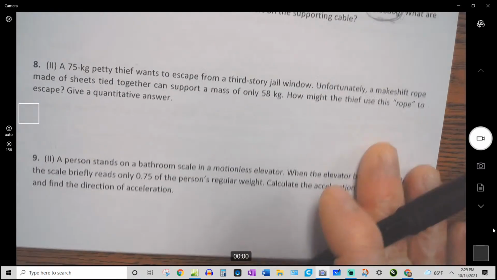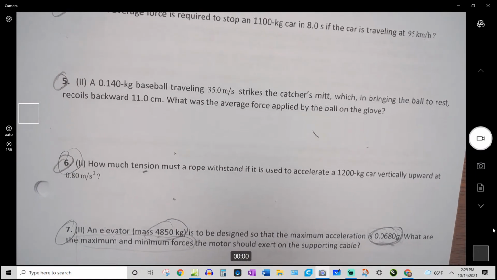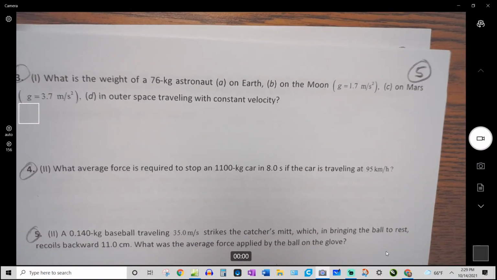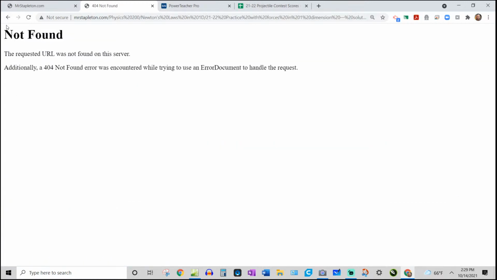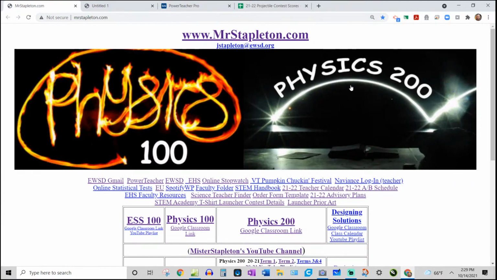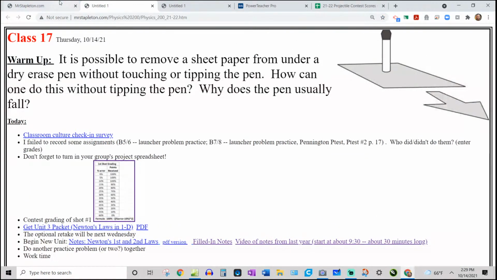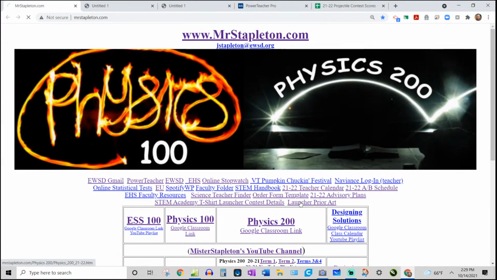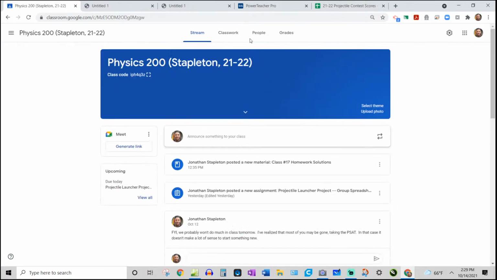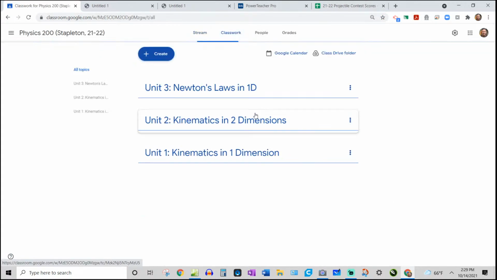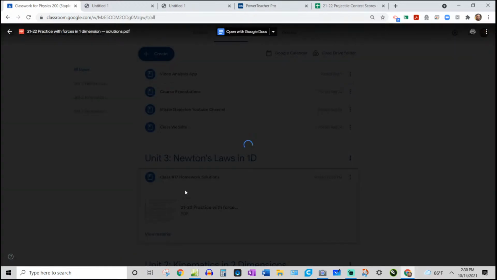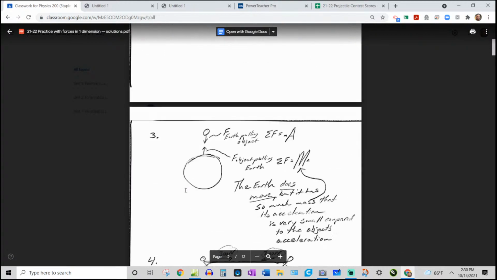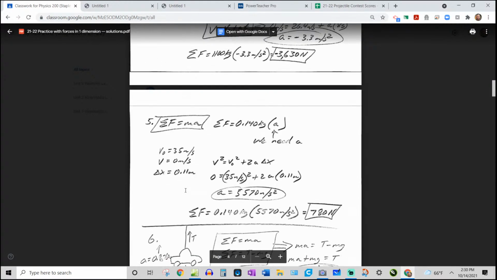So your assignments to do, problems 1 through 6. And I was having a lot of trouble getting this link to work on my website. Right here, this link, it keeps saying not found. So I put this in Google Classroom, all the answers. Sorry, let me go to Google Classroom and show you where the answers are if you want to check everything. Under classwork, class 17 homework solutions. So it's all right here, conceptual questions and then problem solutions right there.